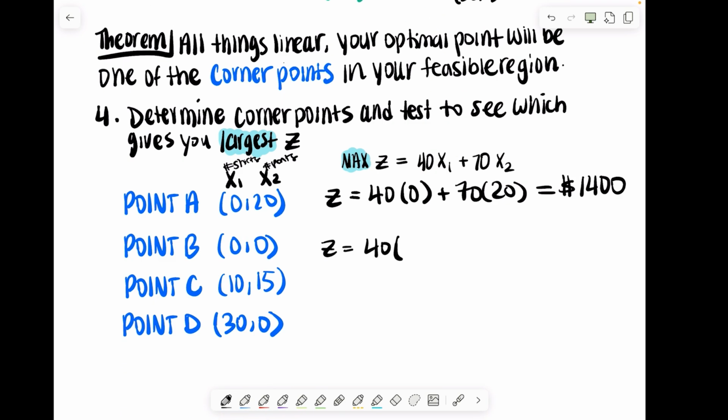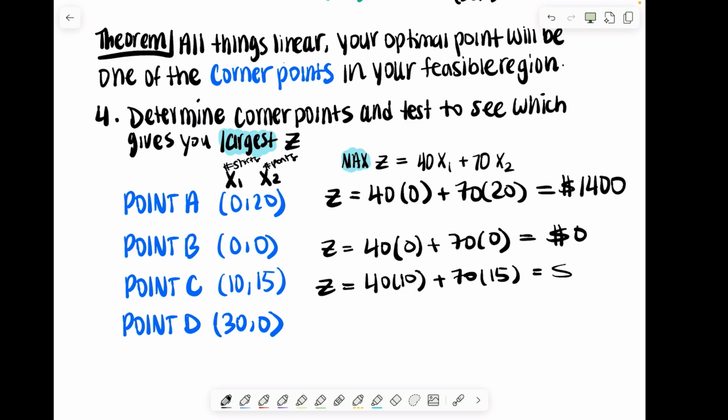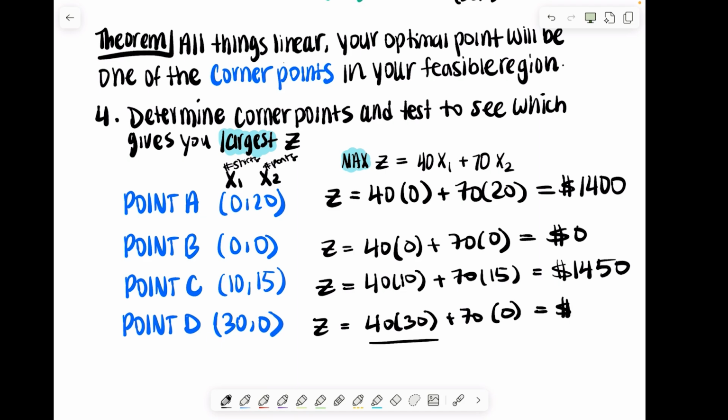This time 40 times 0 plus 70 times 0 is equal to, well, $0. For this one, 40 times 10 plus 70 times 15 is equal to, well, this is 400, plus 70 times 15 is 1,050. That gives us 1,450. And finally, for this point, it's 40 times 30 plus 70 times 0, and that is equal to just 40 times 30, which is 1,200, because this goes away. Now we're looking for the largest z. The largest z is this one. So our optimal solution is $1,450 as a profit.